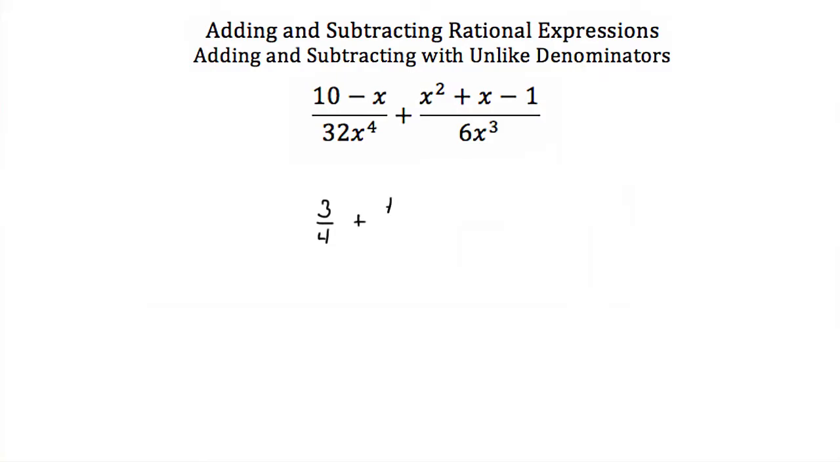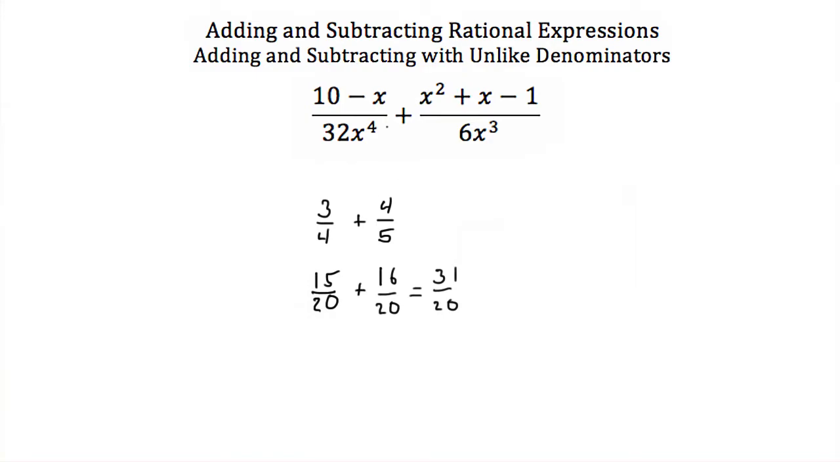3/4 to 4/5, I would have to find a common denominator. And my common denominator would be 20, because I can get 20 from both 4 and 5. 3/4 is 15/20, and 4/5 is 16/20. Now that I have a common denominator, I can add my numerators. This would be 31/20. We're going to do the same thing when we add rational expressions that have unlike denominators.